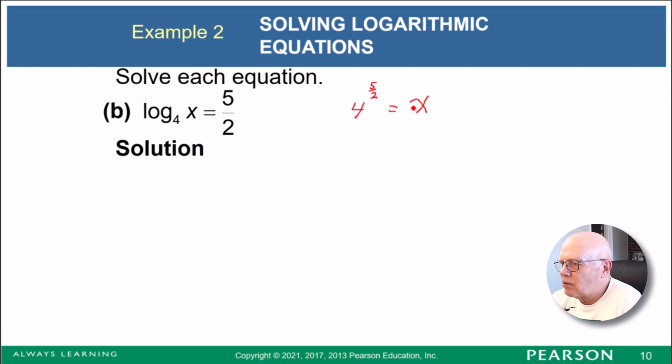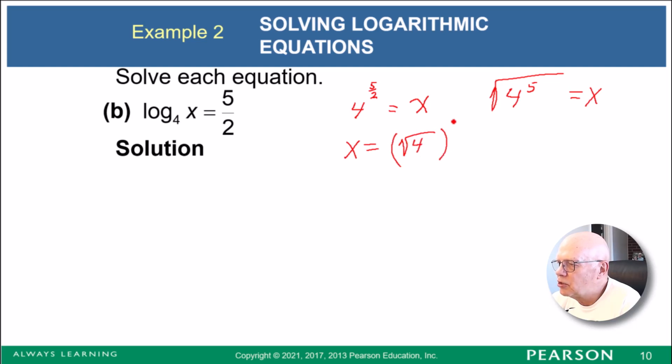Now, there are two ways to do this. One way would be to take the 5th power of 4, and when we're done, take the square root, and that would give us x. However, whenever you see something like this, go the opposite direction. Make x the square root of 4 to the 5th power.